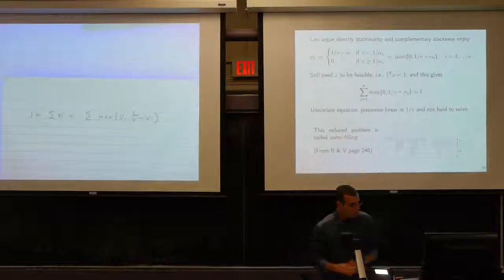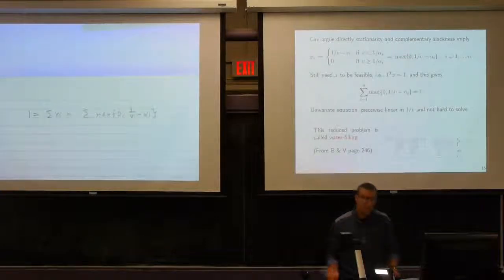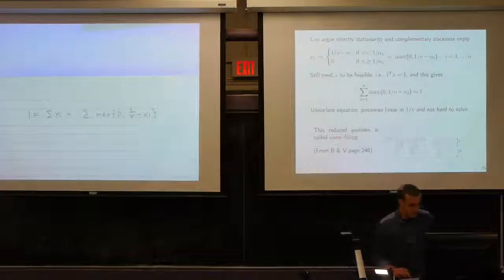Okay, so that was our example of how a hard problem reduced to an easy problem from the KKT conditions. We're going to see lots more examples like that on Thursday, also when we bring back duality into the mix. See you then.